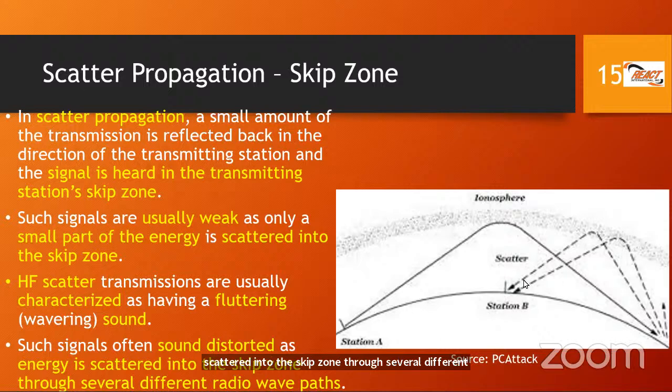So hopefully this diagram illustrates these bullet points, and hopefully we have explained it sufficiently for us to understand what scatter propagation is. Although we would not normally be able to communicate with someone in the skip zone or the dead zone, scatter propagation, or backscatter, allows us to communicate to some extent.